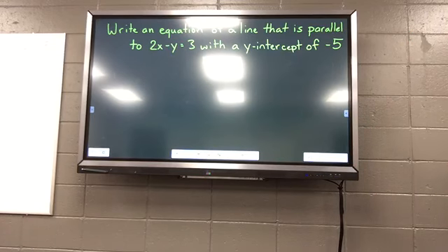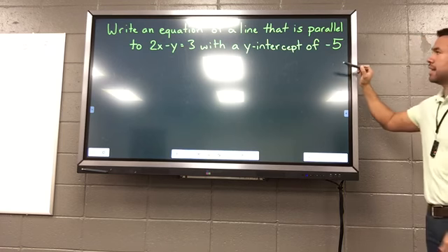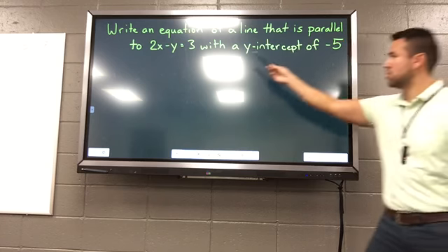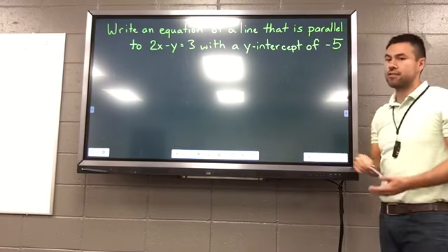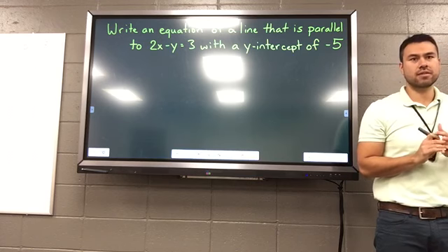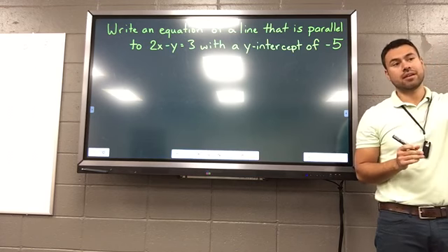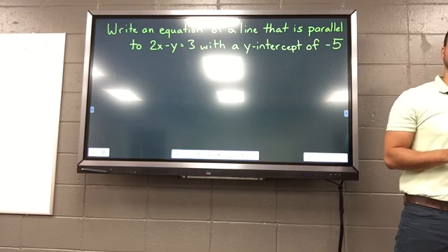The toughest one yet. These are going to be the hardest problems you're going to have on this lesson here. Okay, the instructions say, write an equation of a line that is parallel to 2x minus y equals 3 with a y-intercept of -5. Can somebody tell me what my definition of parallel lines was? Parallel lines have the... Sophie? Have the same slope, but different y-intercepts.